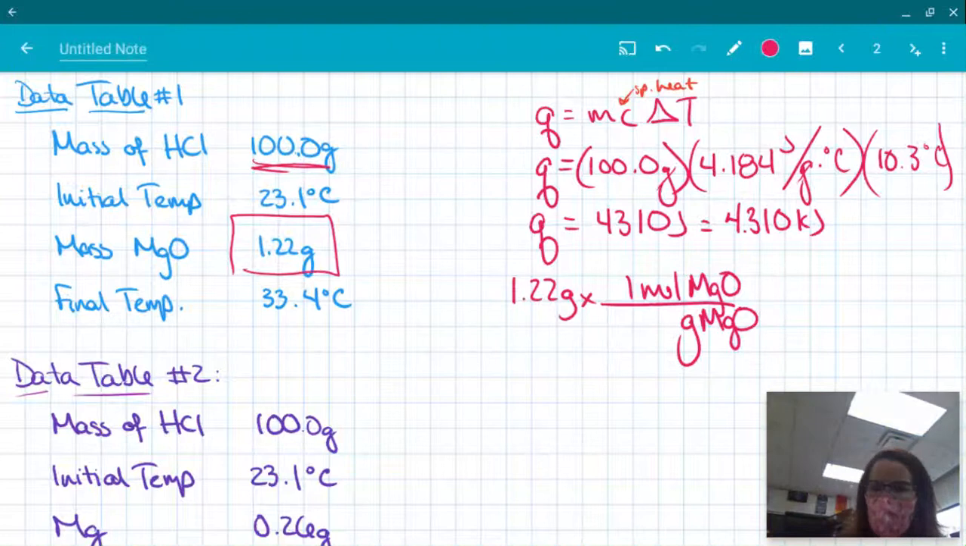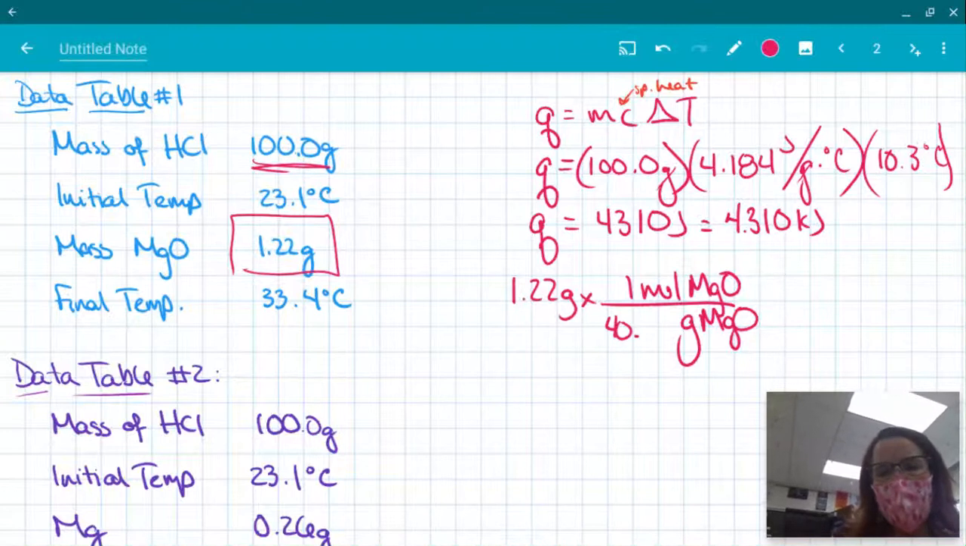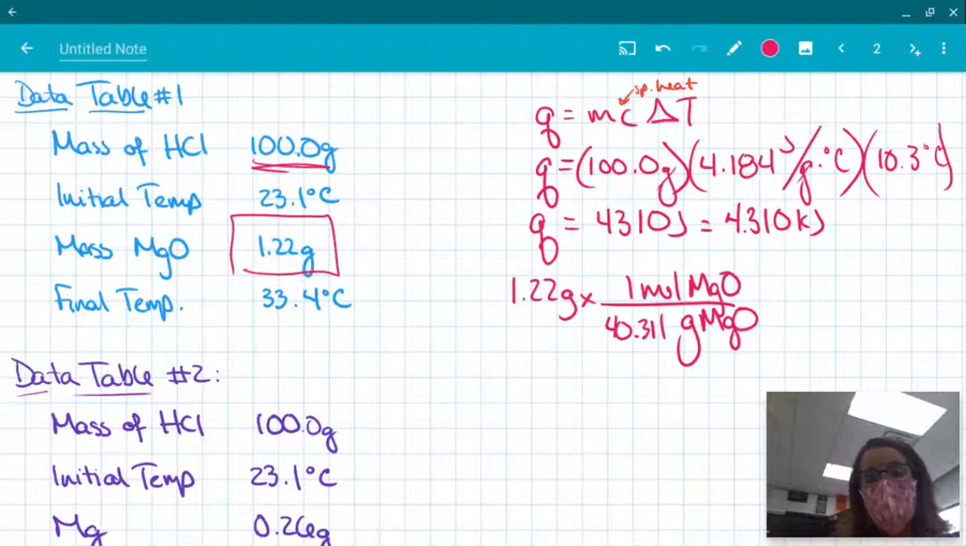Give me just a second. So magnesium is 24.312. And oxygen, obviously, you probably have that one memorized, 15.999. So you can write it down with me. 40.311 is the mass of magnesium oxide. So now our grams cancel out and we're left with moles of magnesium oxide.